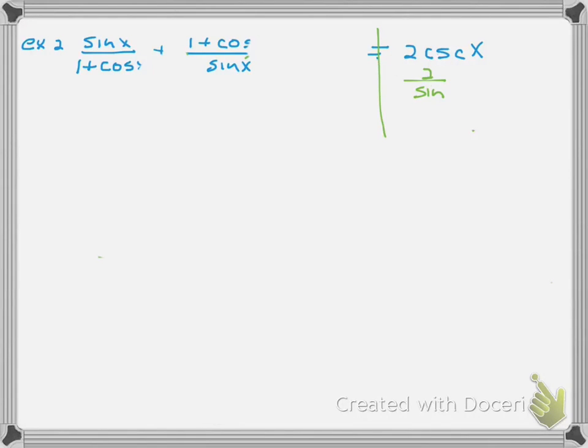So over here, I'm going to put these together in one fraction, one rational expression. To do that, I need a common denominator. My common denominator is going to be 1 plus the cosine times the sine. This first one already has the 1 plus cosine, so I'm going to multiply top and bottom times sine. That's going to give me sine squared, plus my second fraction. I already have sine, so I need 1 plus the cosine.